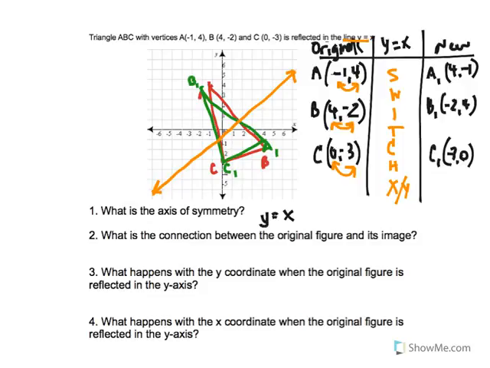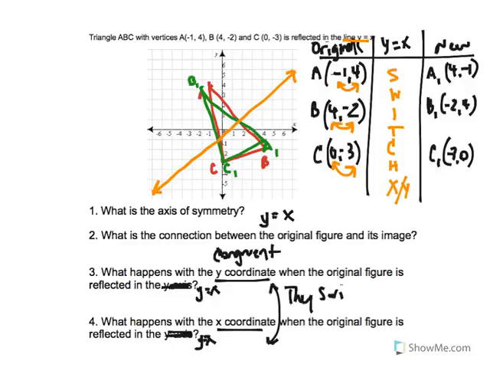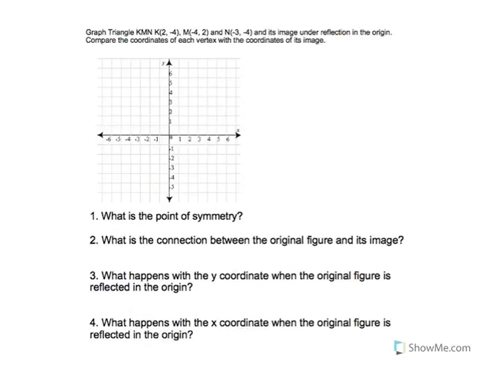Y equals x. What is the connection between the original figure and its image? They are congruent. What happens with the y coordinate when the original figure is reflected in the y-axis? Oh, this is supposed to be the line y equals x. What happens to the y coordinate? They switch. Okay? Last but not least, let's graph this triangle here.